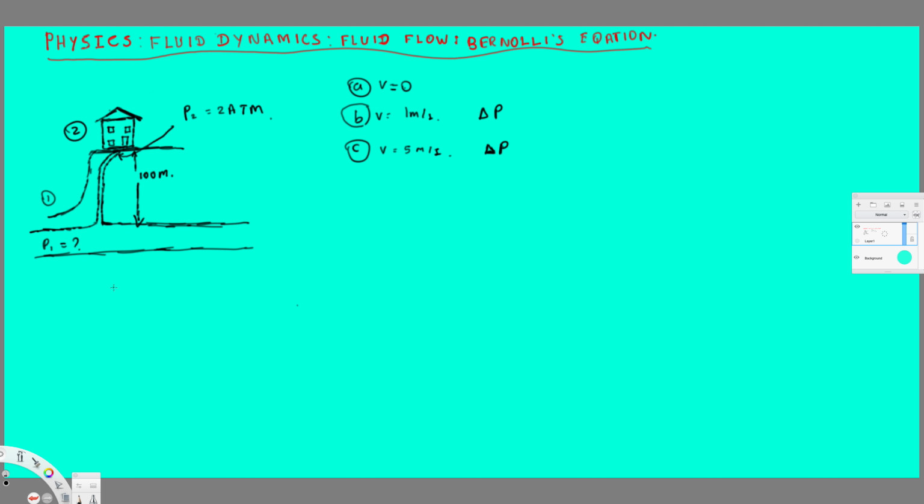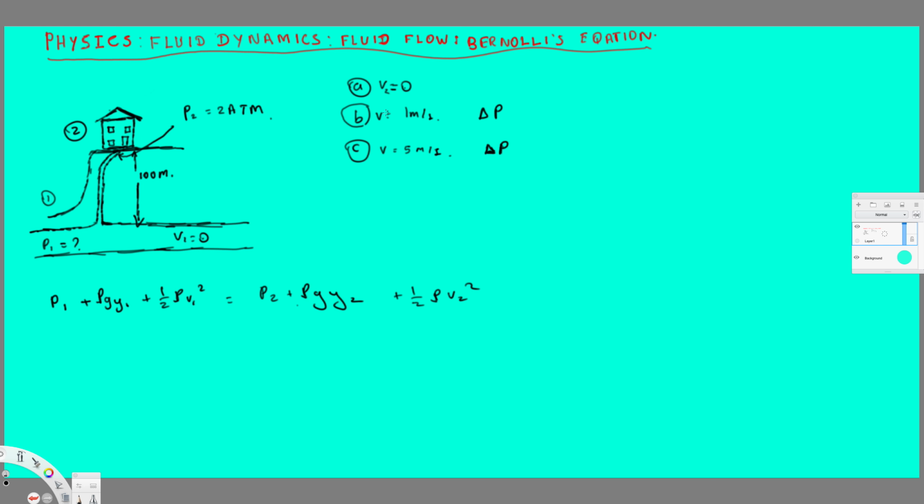So we are going to use the Bernoulli equation to find that. I'm using the pressure equation: P1 plus rho g y1 plus half rho v1 squared is equal to P2 plus rho g y2 plus half rho v2 squared, right? Since this is a big pipe, we can neglect the velocity right here. So velocity v1 is going to be equal to 0.